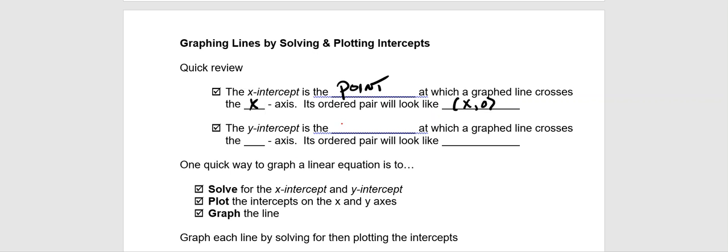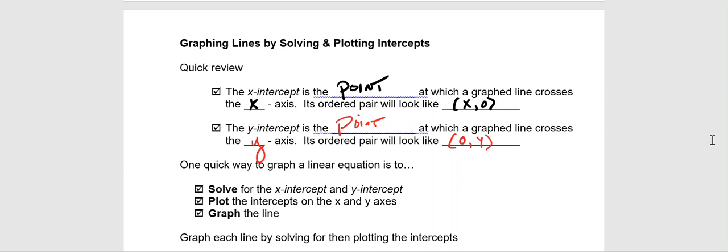Likewise, the y-intercept is the point, again, at which the graphed line crosses the y-axis. Its ordered pair will be an x-coordinate of 0, guaranteed, with some y value to go along with it.